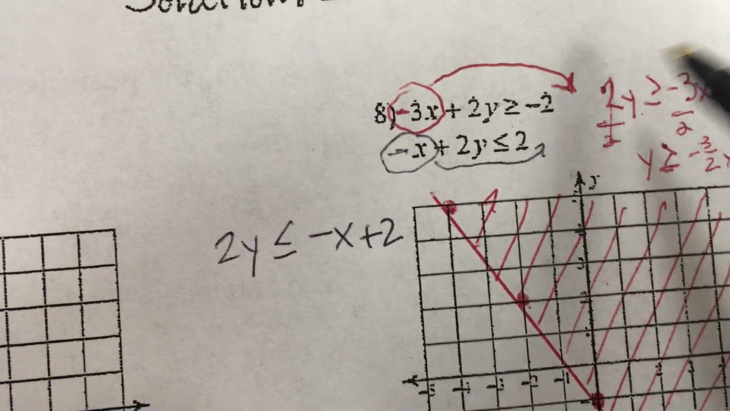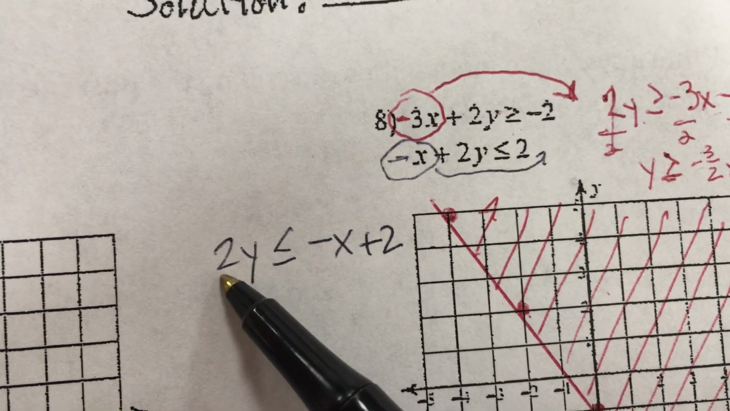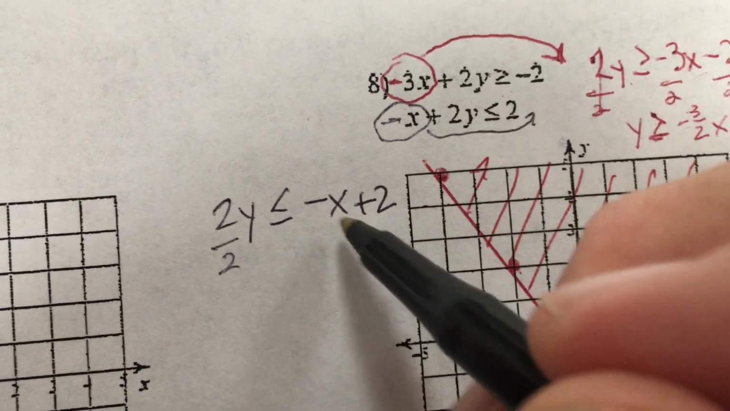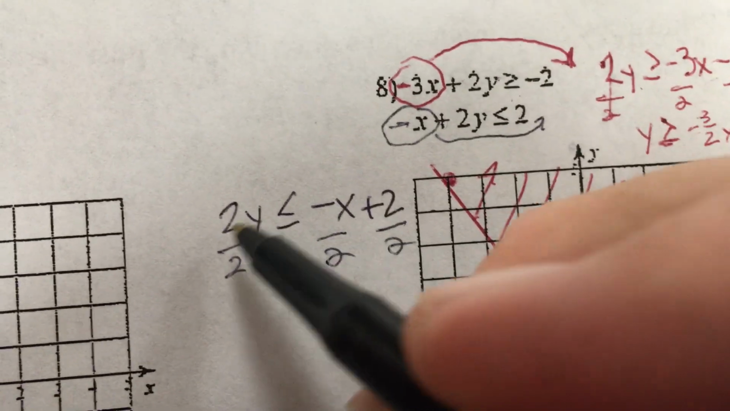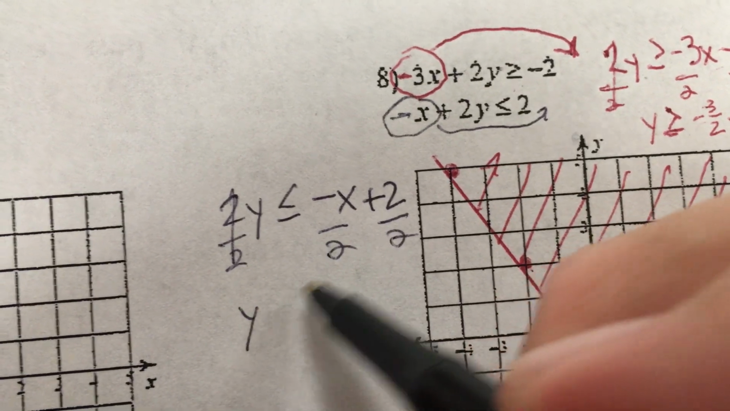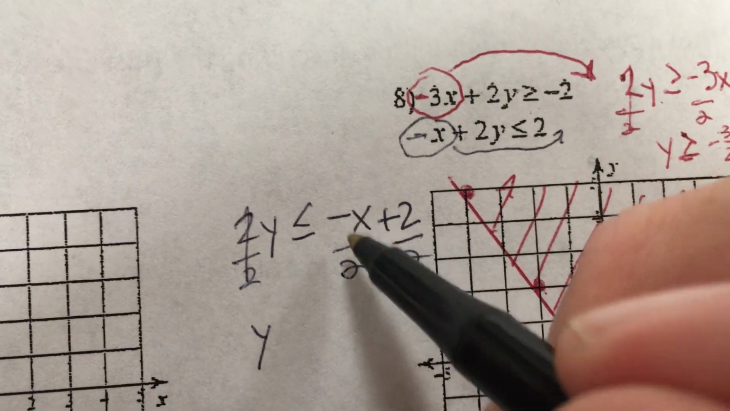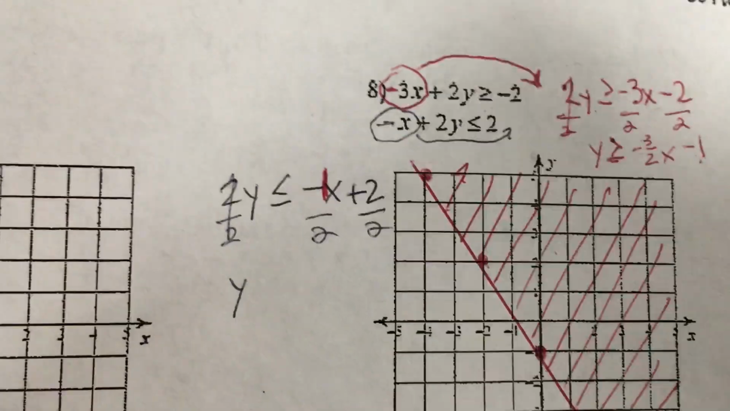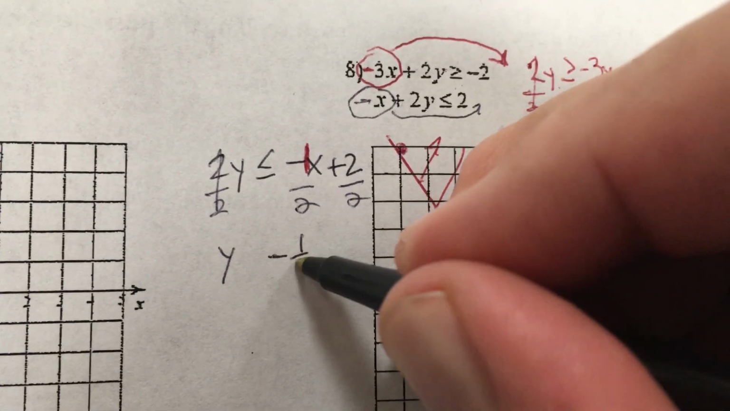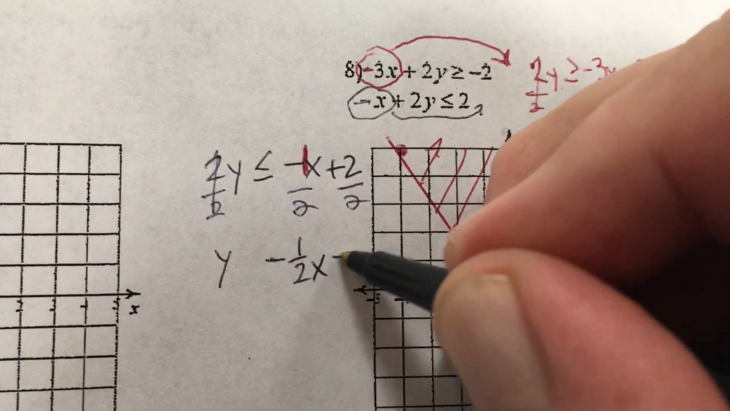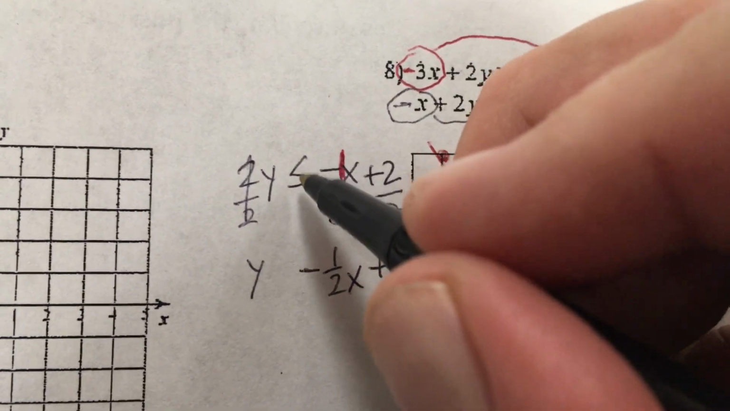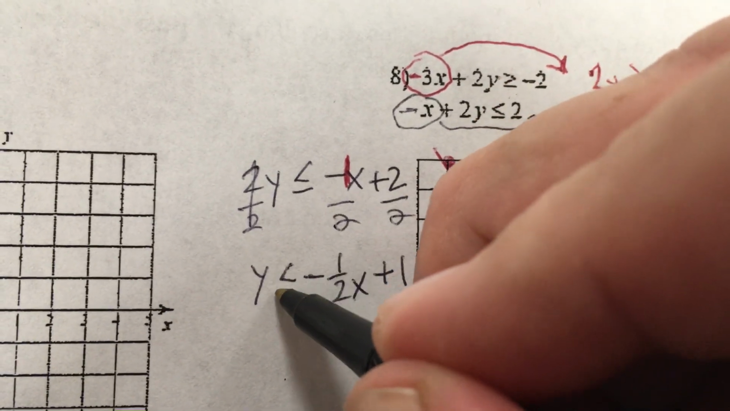Just like with the first one, we're going to have to divide everything by positive 2 so that we can get the y by itself. Divide everything by 2. This is negative 1x over 2. Remember, just because you don't see a number there doesn't mean that there's not an invisible 1 in front of that x. So that's going to be negative 1 over 2x, and then 2 divided by 2 is 1. Dividing by a positive means I don't have to flip this inequality symbol, so it's still less than or equal to.